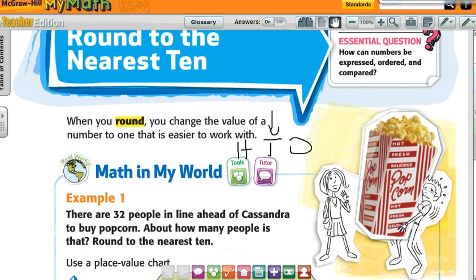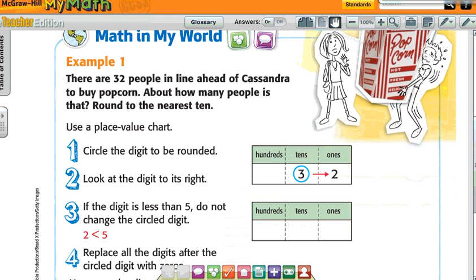All right, so let's look at the example. There are 32 people in line ahead of Cassandra to buy popcorn. About how many people is that? Round to the nearest tens. Look what they did. They took, what number is in the tens place? 3 or 2? 3. So they circled it. Sometimes I like to put a little X there.